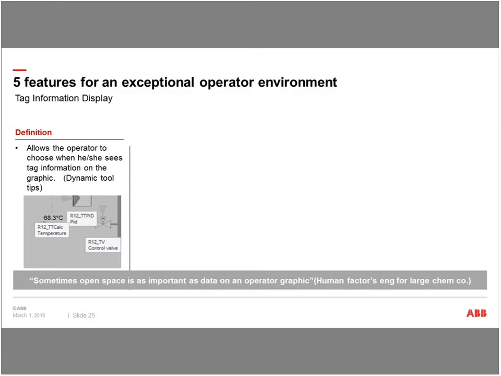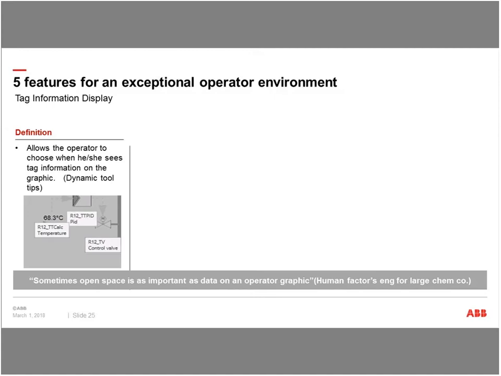Now, one of my favorite things, this is brand new for 603, which I know some of you probably aren't even at that release yet, is called Tag Information Display. What this does is kind of like tooltips when you hover over something, but the idea is more and more for graphics with a high-performance look and feel. I want to see what's happening, I want to look at trends and other things, but I don't necessarily need to see every single little tag name of everything.